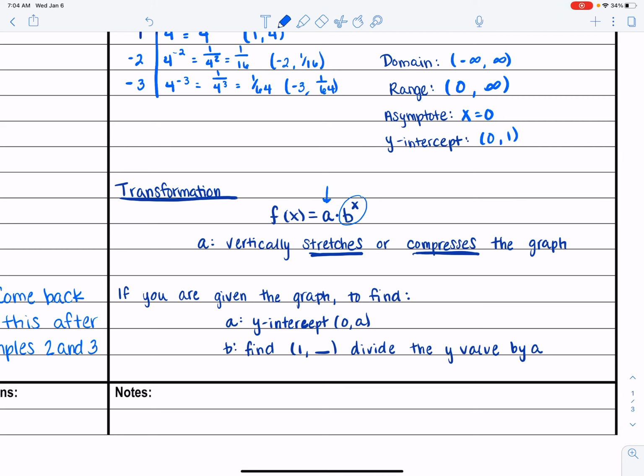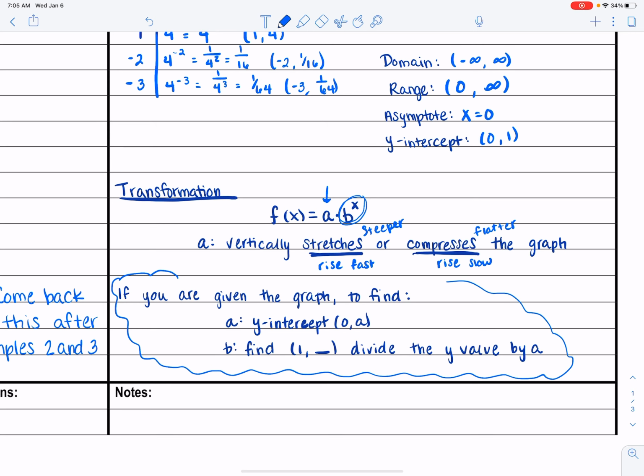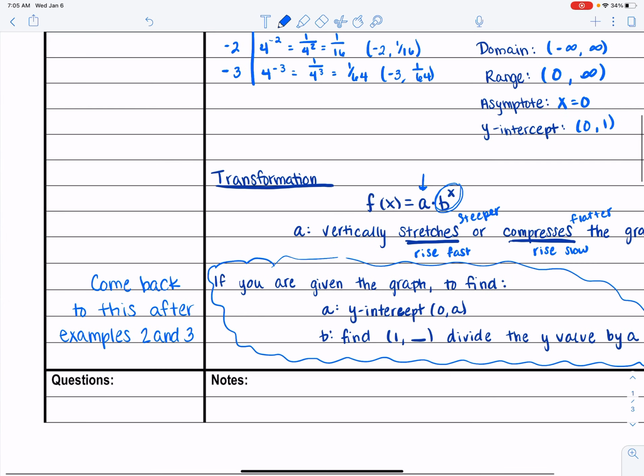Oops, I didn't mean to erase that. Rise fast or rise slow is what we're looking at so far. So think of it as it getting steeper or flatter. Okay, so the graph is going to look either steeper or flatter than if you just had the original b to the x power. Now this part that I had sectioned off, we're going to come back to after we complete the next two examples because it'll make more sense at that point.